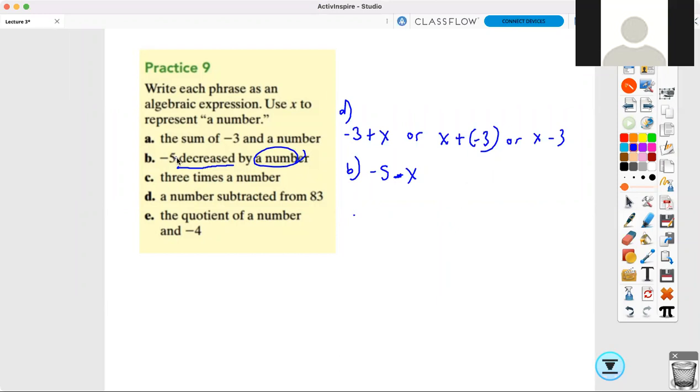If it said a number decreased by 5, that's your method. What you wrote, x minus 5, would be a number decreased by 5, but it's not the case here.